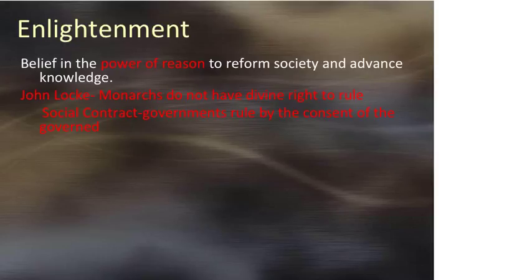And those are really important ideas in our American system of government. So monarchs do not have the divine right to rule, and social contract means that we give them permission to rule us.